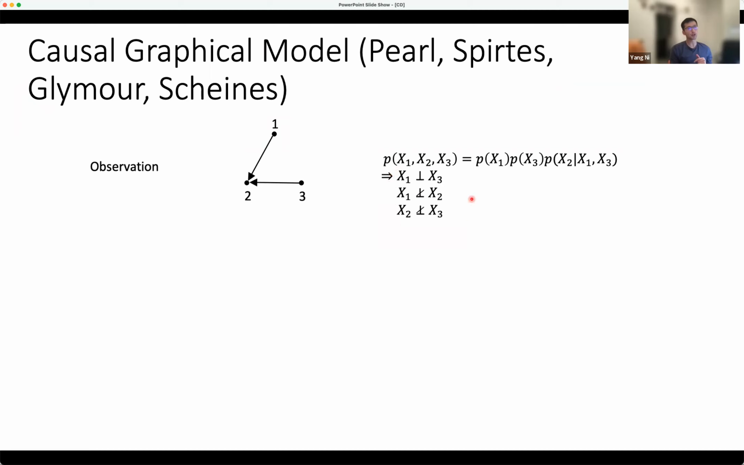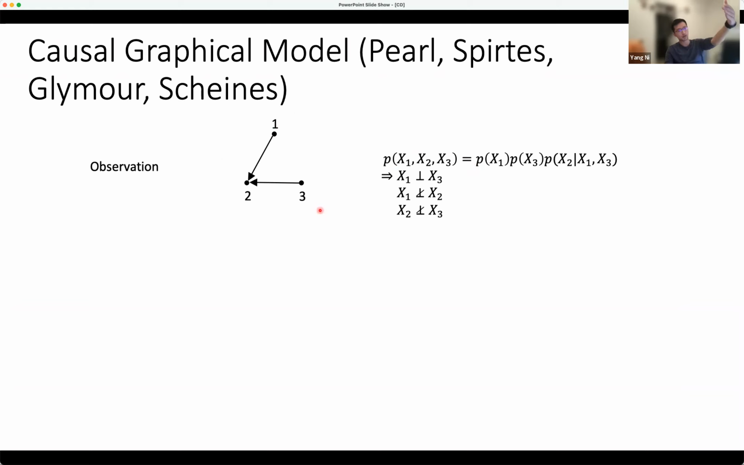After I get those relationships, can I reverse engineer the causal graph that actually generates this data? So that's the central question we're trying to answer using causal graphical models. So on the next slide, I'm going to use this particular example. So I suppose this is my true causal graph.